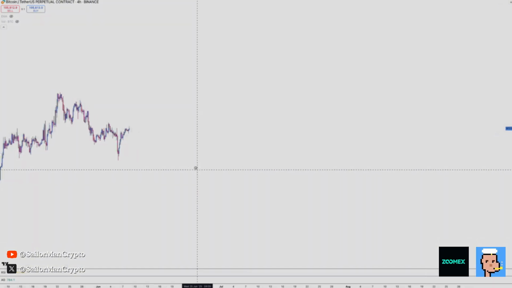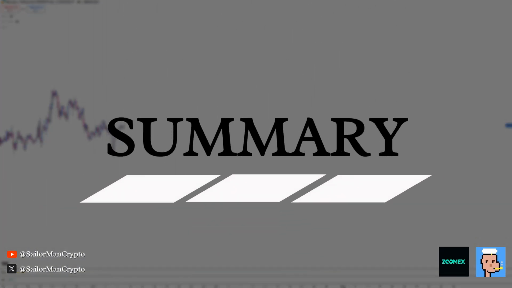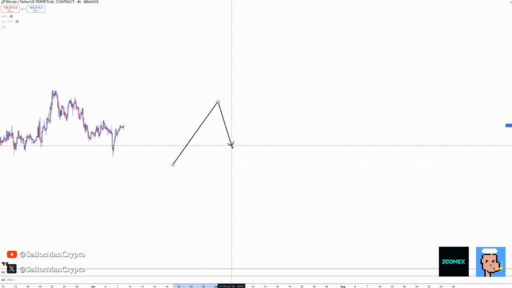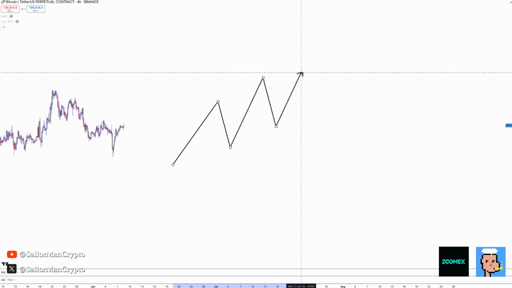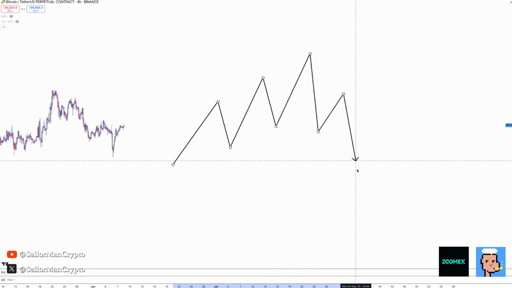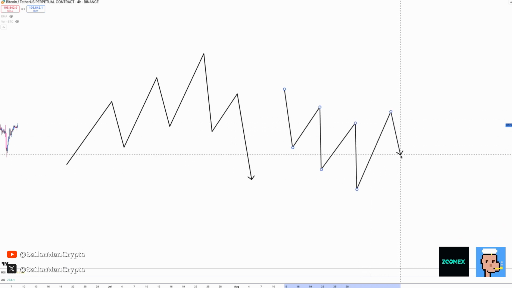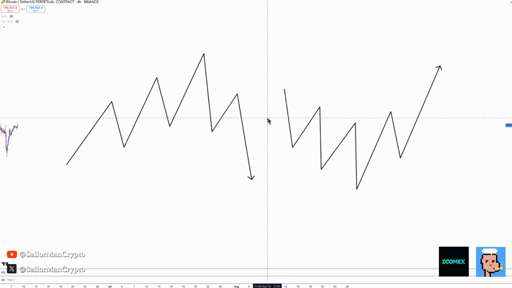Just to summarize, the 3 drive pattern can be either a bullish or a bearish reversal pattern, so where we have 3 bullish drives, this could conclude with a bearish move, or conversely, bullish move, bearish move, and reverse. So first part is how to trade it. There are 2 ways to trade it. One is aggressive and one would be more conservative.